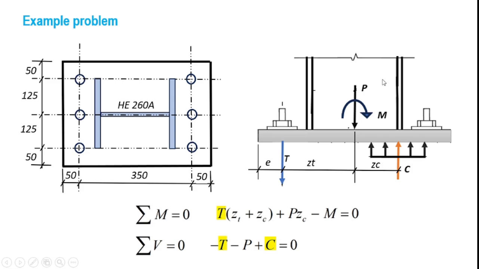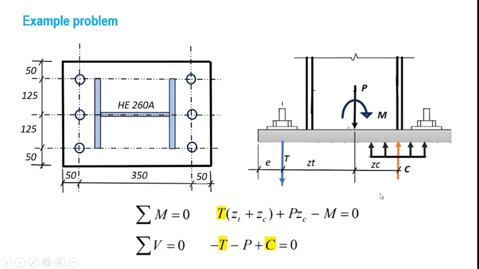P and M are the axial load as well as the bending moment acting on the column. And you can see that the internal forces are clearly marked over here. That is, one, tension T, the total tension in the anchor bolts. Obviously, for this example, as the moment is applied in the clockwise direction, we expect the tension on the left side anchor bolts. And then we have the total compression C in the concrete, distributed over a width known as the bearing width. E is the edge distance, and z_T and z_C are the locations of the resultant tension and the resultant compression measured from the center line of the column.